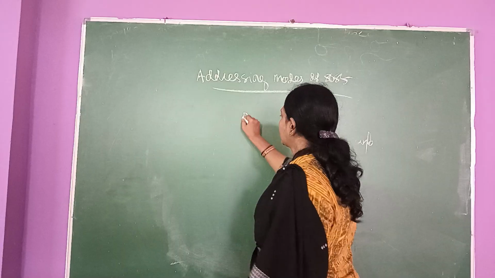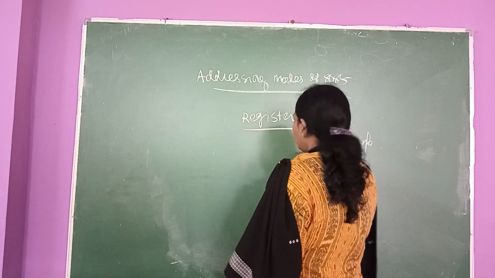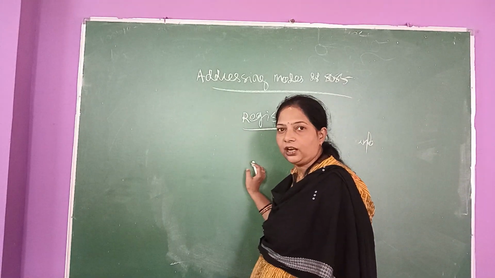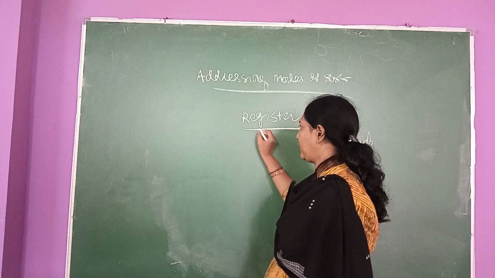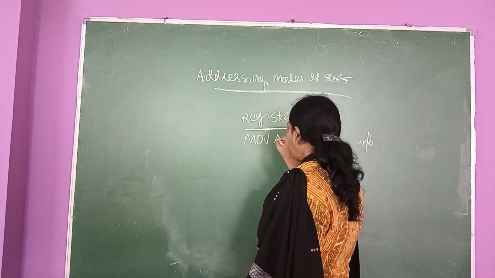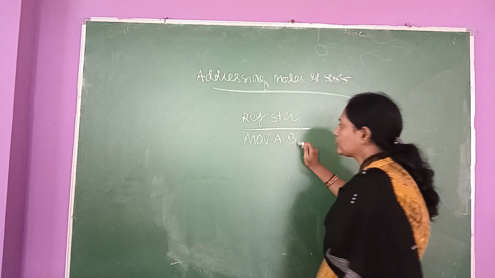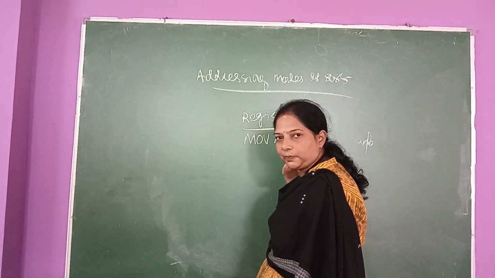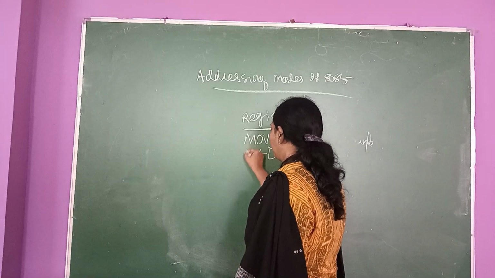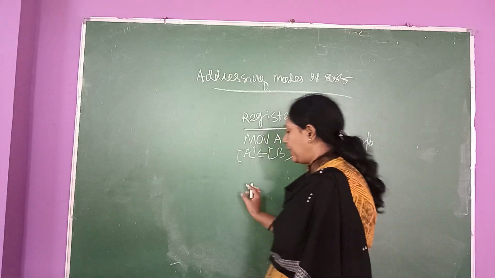So next we will discuss the register addressing mode. In case of register addressing mode, the instruction contains the register which contains the data. So the example is MOV A, B. Here the required data is in the register B. So the data may be in any of the general purpose registers. The content of B is moved to the accumulator. So this is the example of register addressing mode.